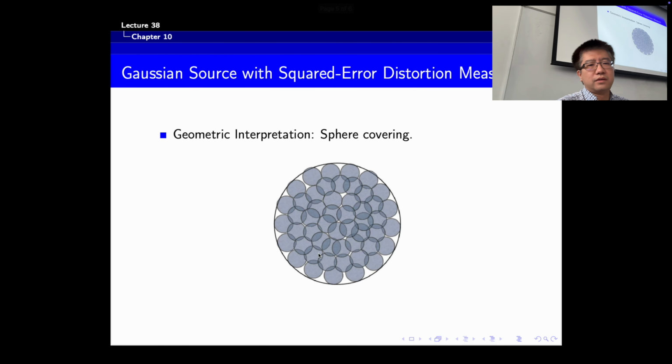Then we covered the geometric interpretation of the rate distortion theorem. This is the sphere covering lemma. Before, for the capacity, it was sphere packing: given a sphere volume, we want to see how many spheres can fit in. But here we have a sphere which represents our source, and we want to find the minimum number of spheres to cover it. That's basically the idea.